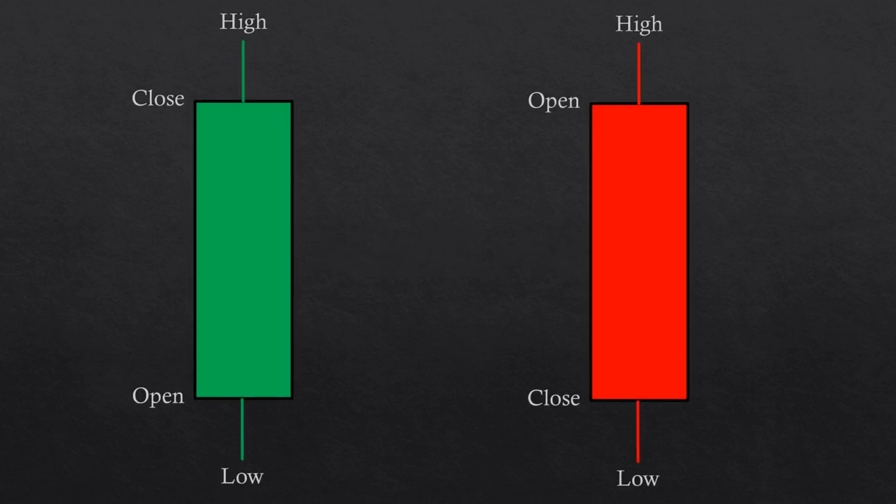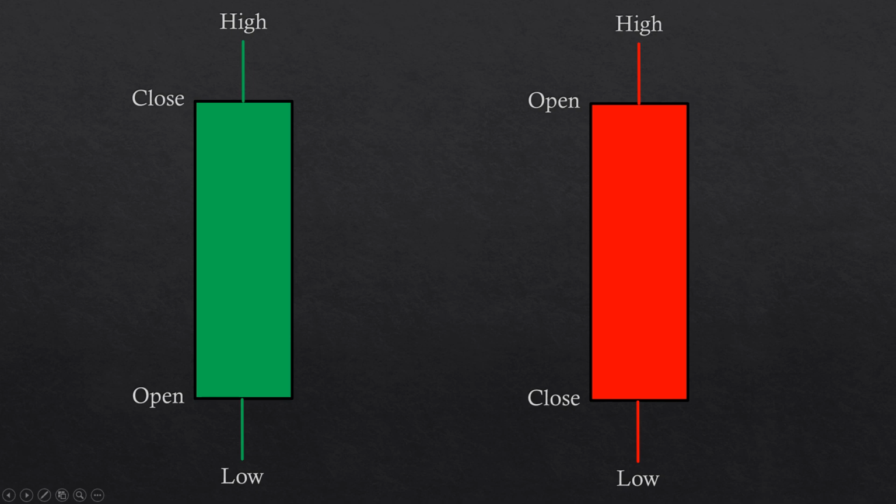A candlestick is formed by 4 prices, meaning the open, the high, the low, and the close. There are basically 2 types of candlesticks, the bullish and the bearish. The only thing that differentiates between them is whether the close is higher or lower than the open. If the close is higher than the open, the candlestick is bullish. If the close is lower than the open, the candlestick is bearish.